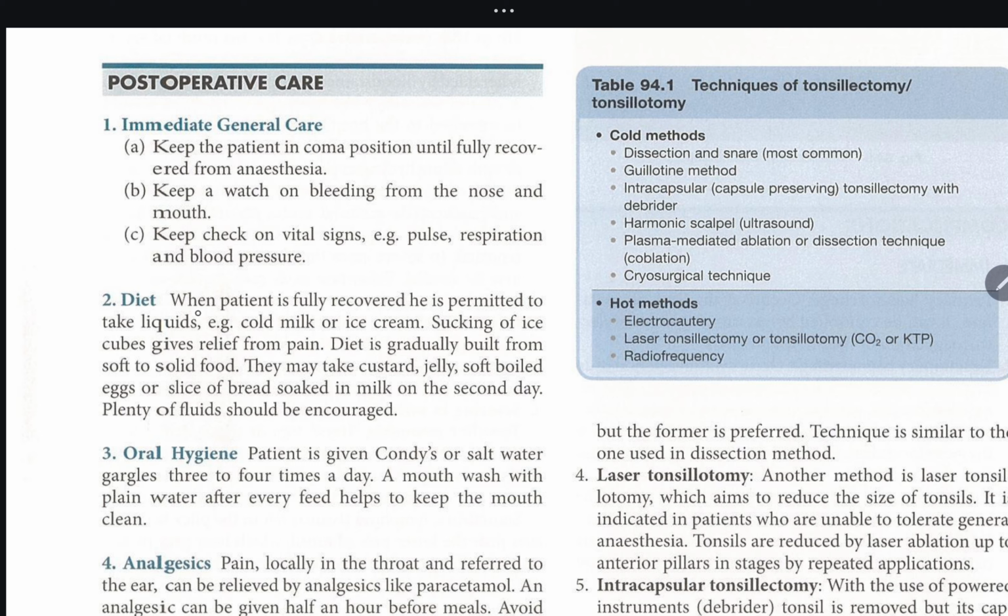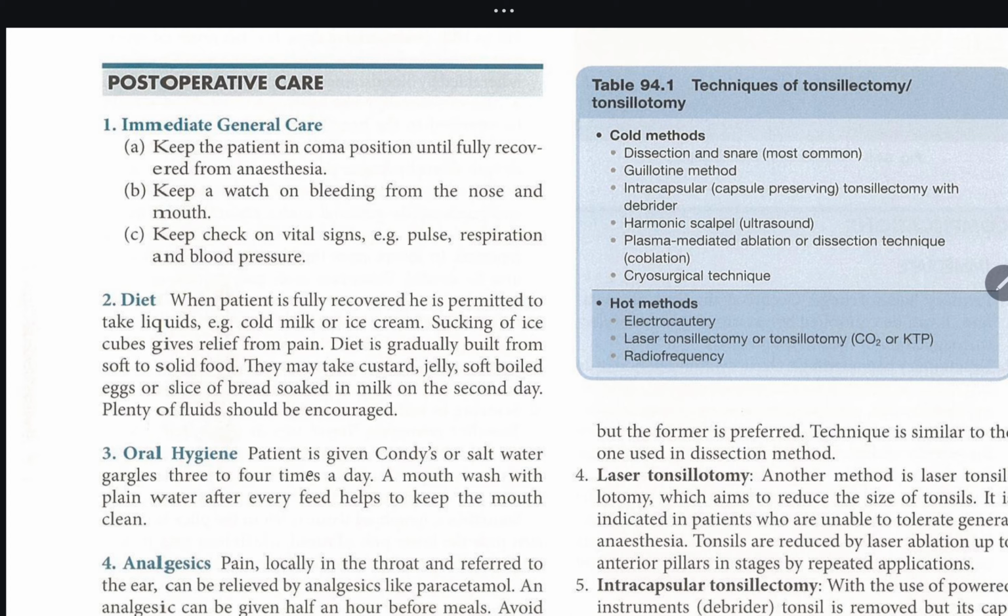2. Diet. When patient is fully recovered, he is permitted to take liquids, example, cold milk or ice cream. Sucking of ice cubes gives relief from pain. Diet is gradually built from soft to solid food. They may take custard, jelly, soft boiled eggs or slice of bread soaked in milk on the second day. Plenty of fluids should be encouraged.